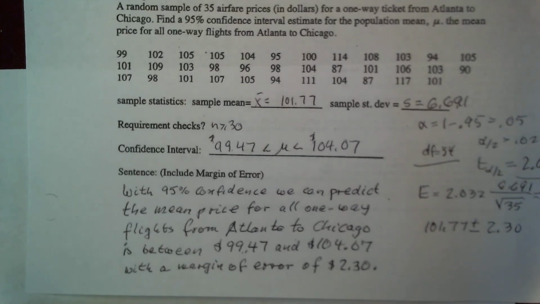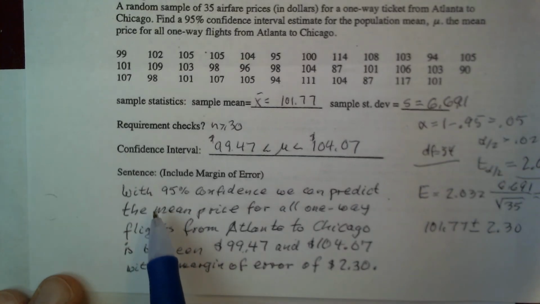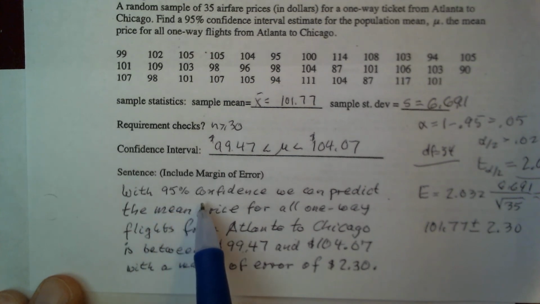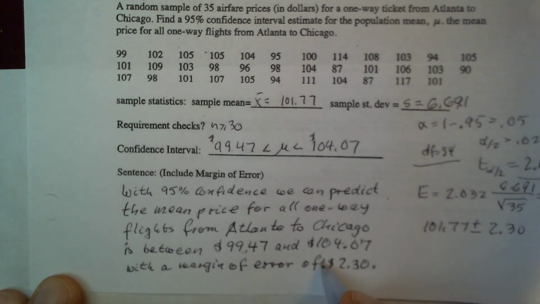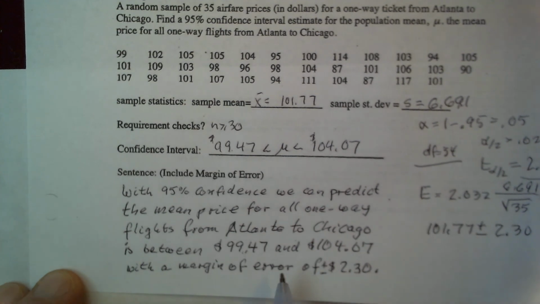So we can summarize our results in a sentence where we can say with 95% confidence we can predict the mean price for all one-way flights from Atlanta to Chicago is between $99.47 and $104.07 with a margin of error of plus or minus $2.30.